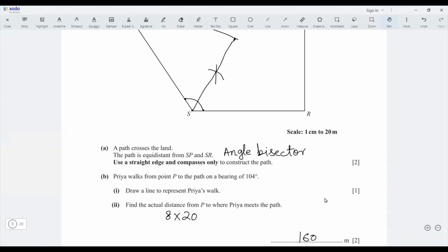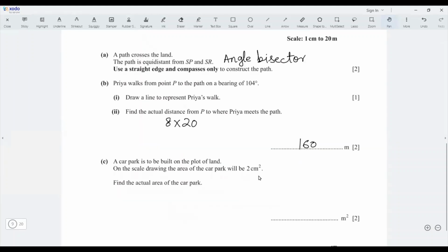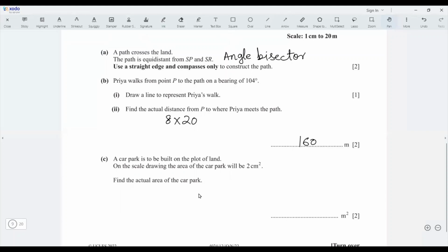Moving ahead to part C, what's being asked in part C? I hope this is clear to all of you. A car park is to be built on the plot of land. On the scale drawing, the area of the car park is 2 centimeters squared. Find the actual area. The units of area are in centimeters squared, so you need to convert the units into the same kind of units.